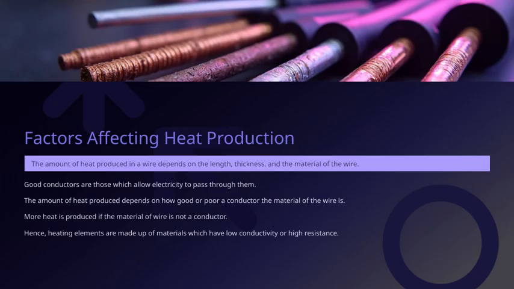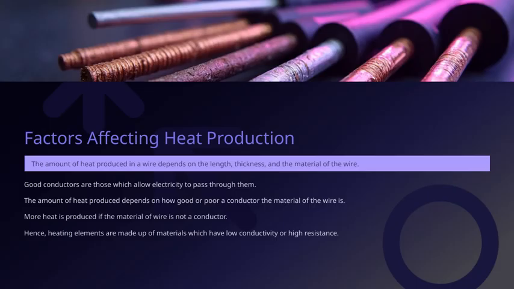Let's talk about the factors that influence heat production in a wire. The amount of heat generated actually depends on a few key things: the length of the wire, its thickness, and the material it's made of. Now, good conductors are materials that let electricity pass through them easily, which means less heat is produced. Conversely, if the material is a poor conductor, more heat is generated. This is why heating elements are typically made from materials with low conductivity or high resistance. These materials resist the flow of electricity, causing more heat to be produced, which is exactly what we need in heating devices.